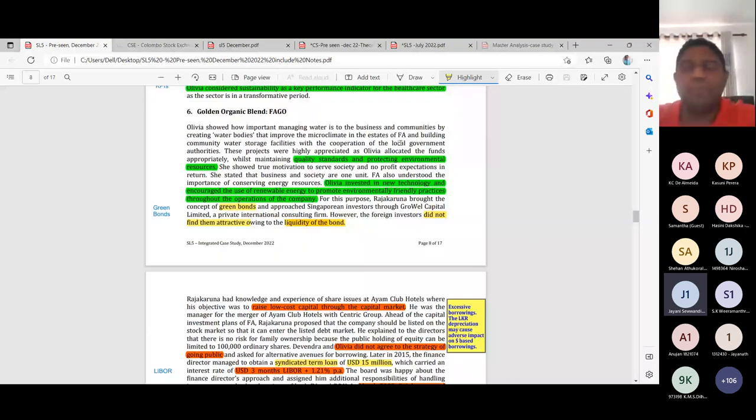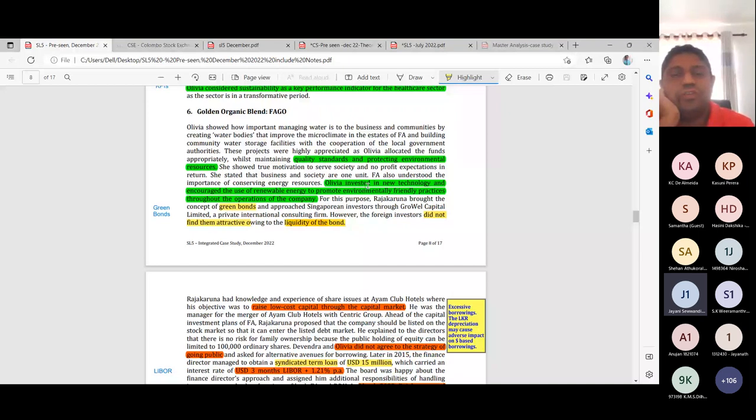Olivia shows how important managing water is to the business and communities by creating water bodies that improve the microclimate in the state of FA and building community water storage facilities with the cooperation of the local government authorities. These projects were highly appreciated as Olivia allocated the fund appropriately while maintaining quality standards and protecting environmental resources. So they want to preserve the water, no? That's a good initiative, actually, right? So establish a fund even, right? So allocate the funds even for these projects.